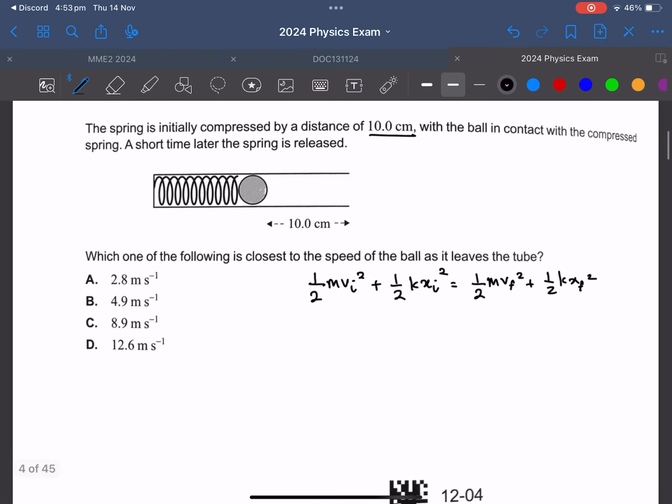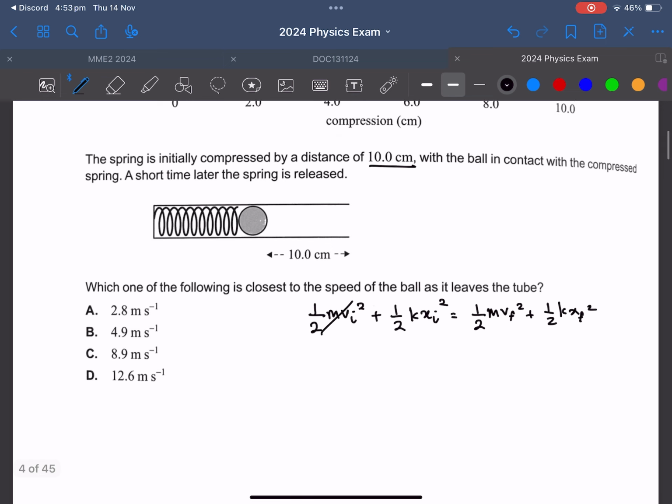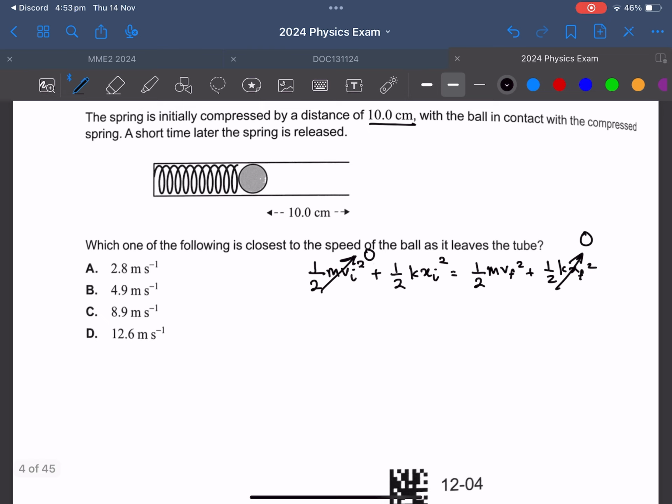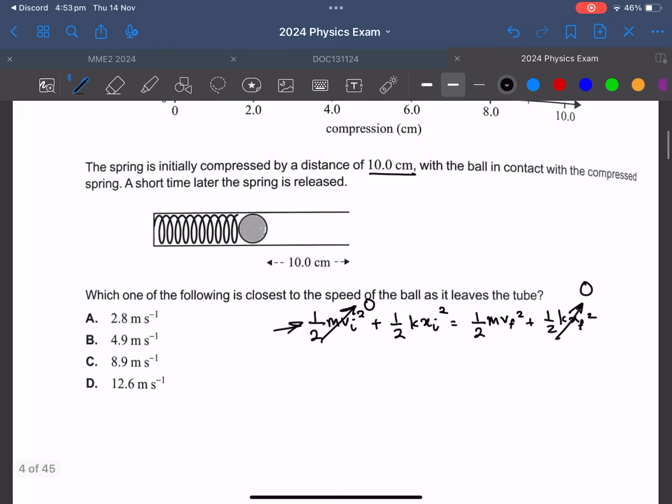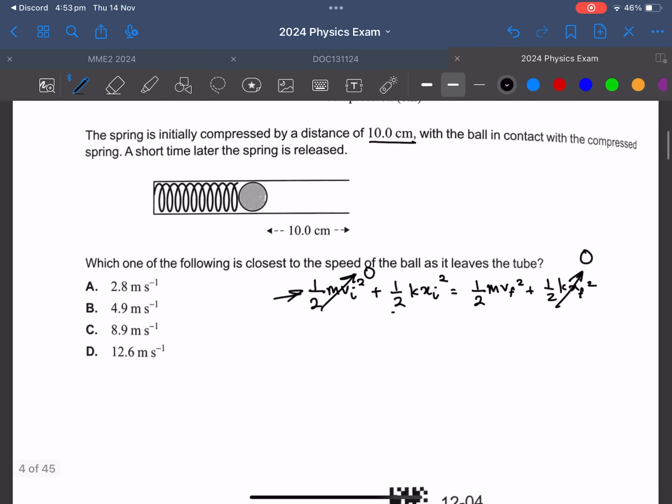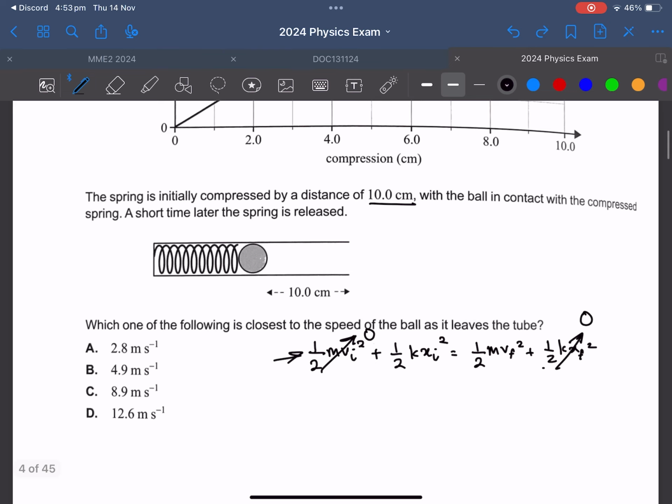Okay, so this would simply just be 0, and this would simply be 0, because at the initial stage the ball is not moving, so kinetic energy is going to be 0. However, there will be some spring potential energy, and here there will be some kinetic energy, but there won't be any spring potential energy because just the ball is gonna be here, so the spring will have no elongation when it's leaving the tube.